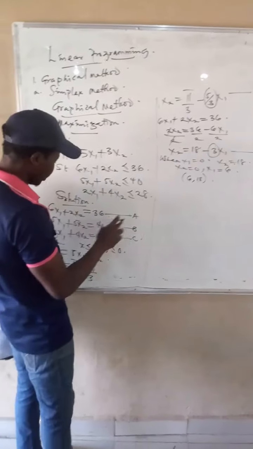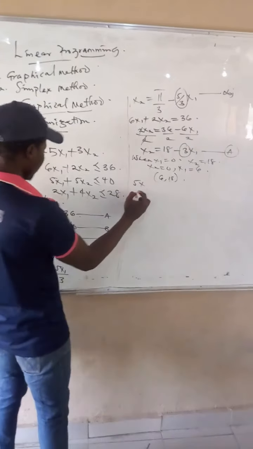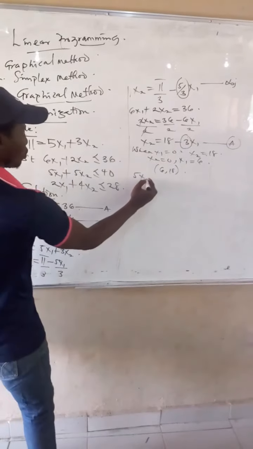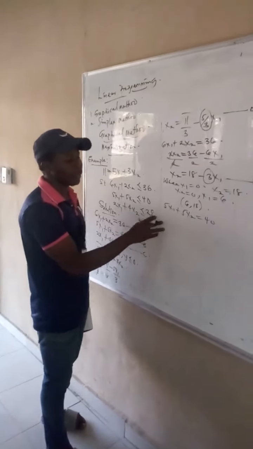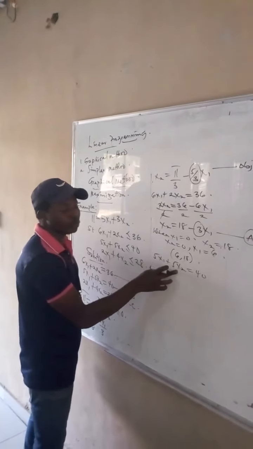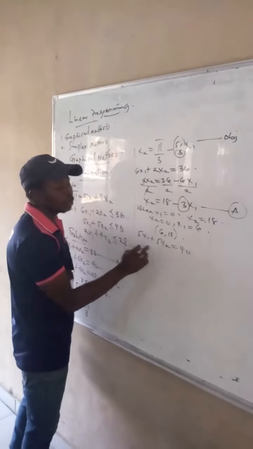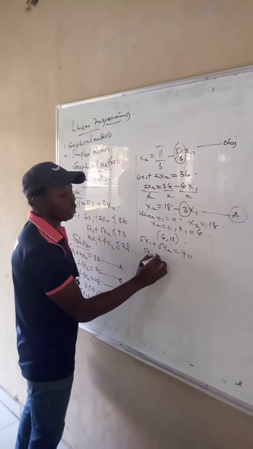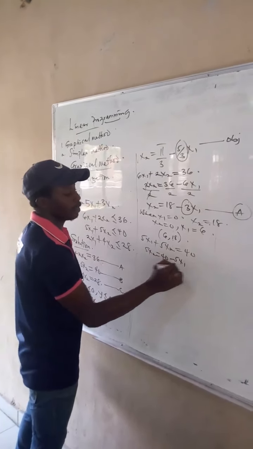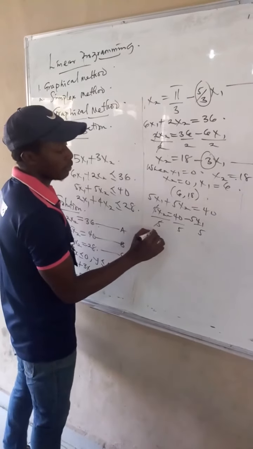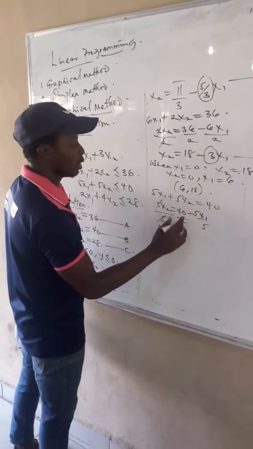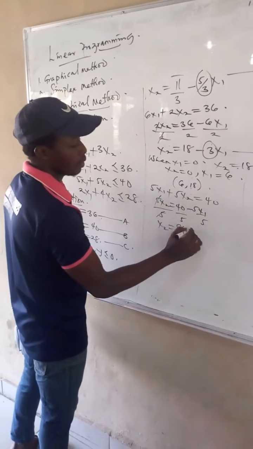Then you go to the second objective function. We have 5x1 plus 5x2 equals 40 from the second objective function. Looking at it from this perspective, we still make x2 the subject of the formula. We do the same thing: 5x2 equals 40 minus 5x1. Divide all through by 5, so you'll be having x2 equals 8 minus x1.